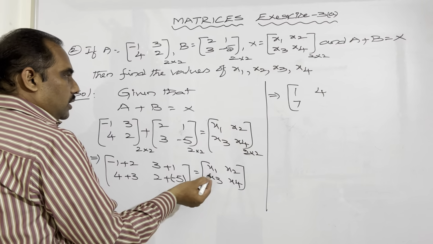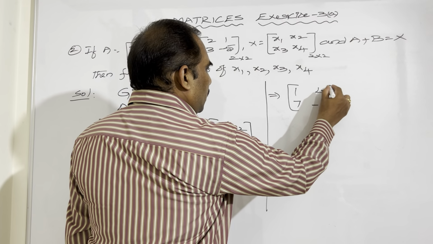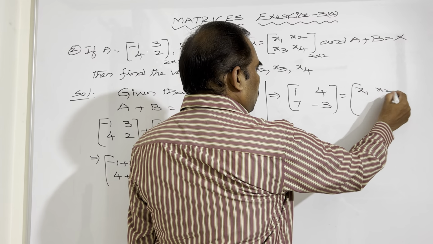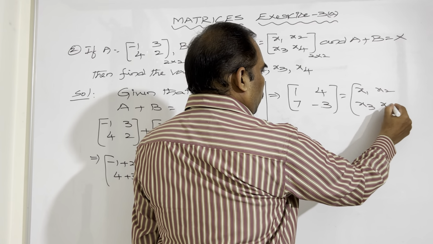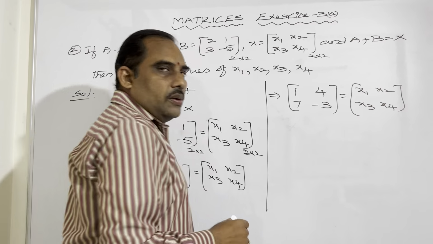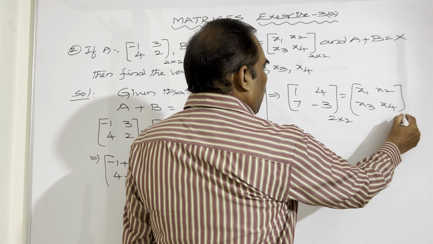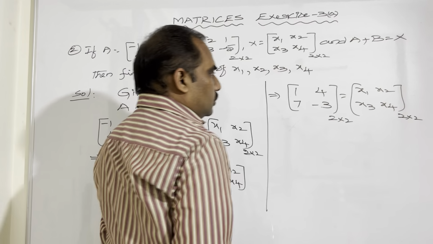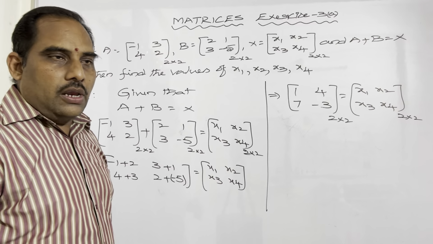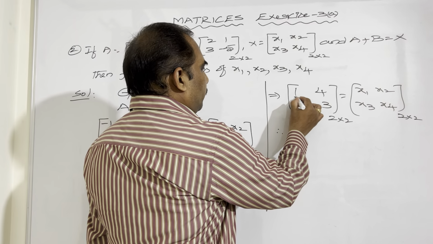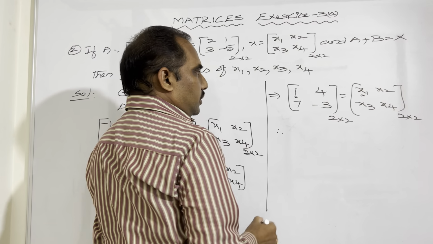So here 2 minus 5, that is minus 3, which is equal to the matrix x1, x2, x3, x4. After adding the A and B matrices, we get a 2 by 2 matrix here. Already we have, this is also 2 by 2. So both the matrices are equal. Equate the corresponding elements to get the values of x1, x2, x3, x4.